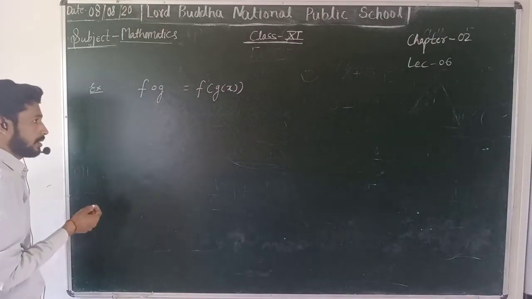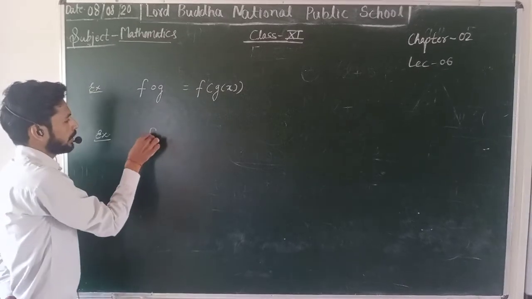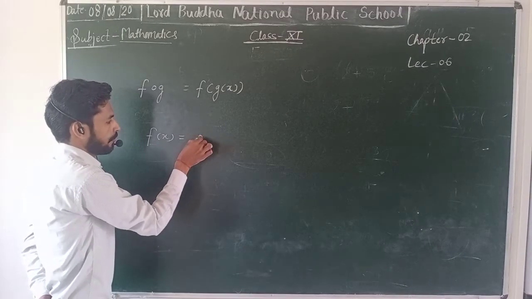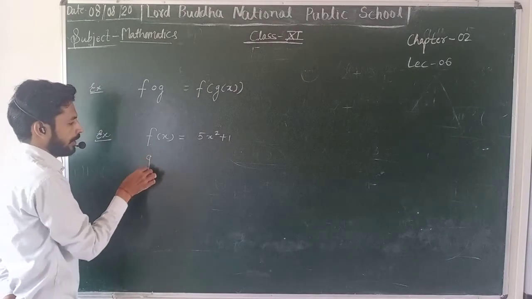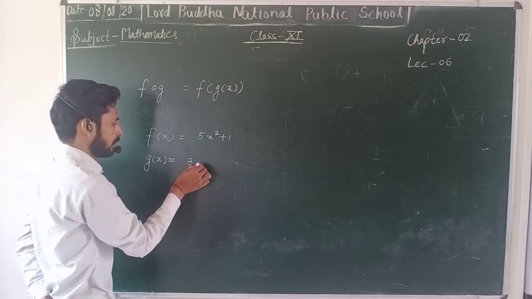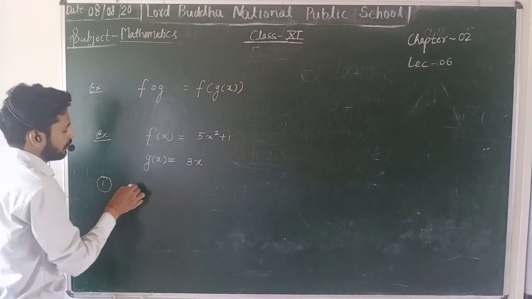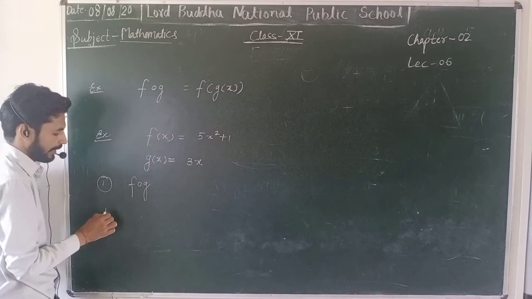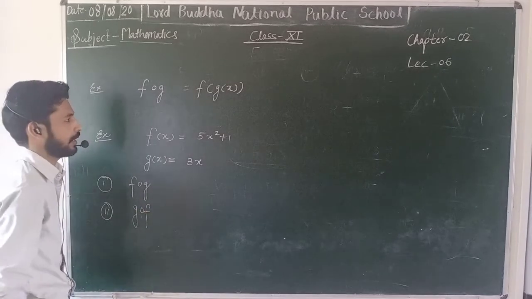Okay. So for an example, suppose the function f of x equals 5x square plus 1 and the function g of x equals 3x. In the first question, you have to find f of g, and in the second question you have to find the value of g of f.